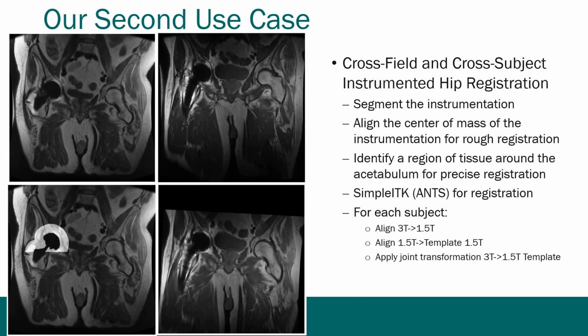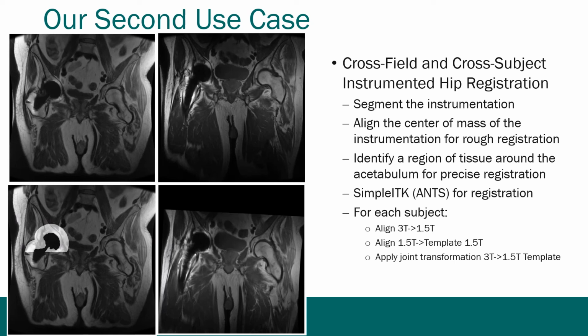So with the segmentation complete, now we can actually do the science. As a reminder, what we're looking at is doing a cross-field and cross-subject registration of instrumented hips. So the first step is to use this deep learning segmentation model to segment out the instrumentation. Then align the centers of mass of that instrumentation to get that first guess. Then define a region of interest where we really want this precise registration to occur. And then use the tools of SimpleITK, which are the underlying registration algorithms that are in the popular neuroimaging registration software ANTs, to do the registration in that region of interest.